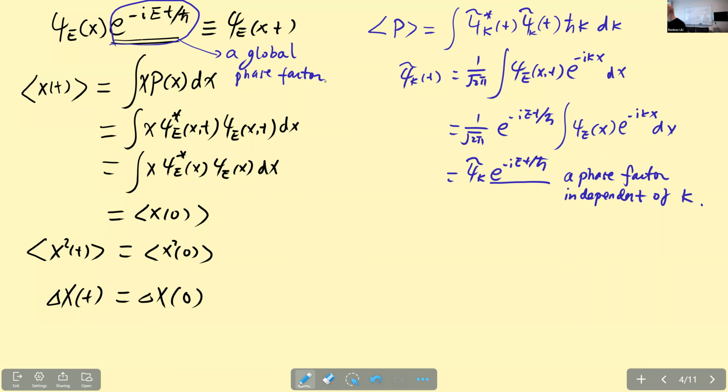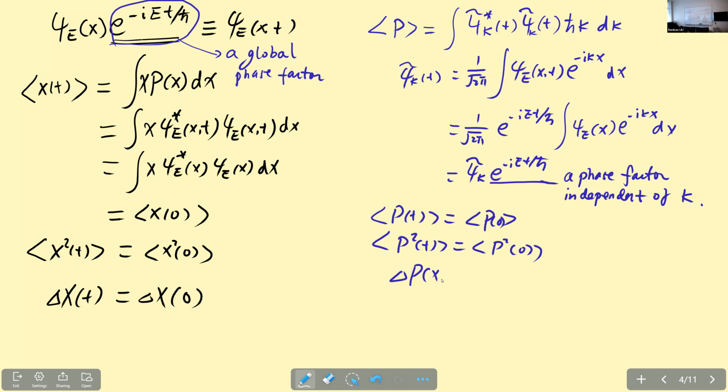Okay. So this one is a global phase factor. So you can see you put this back into this one, so immediately you obtain this. And similarly, the square of momentum, the measurement of this one should also not depend on the time, okay? And so the uncertainty of this momentum measurement is also independent of time, okay?